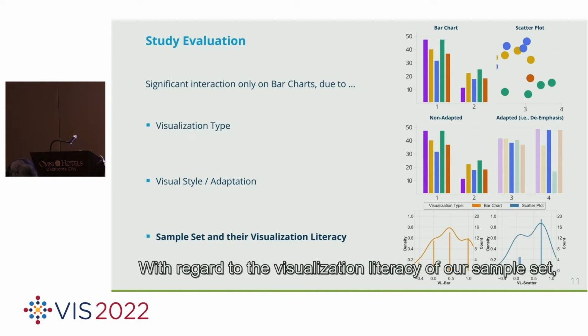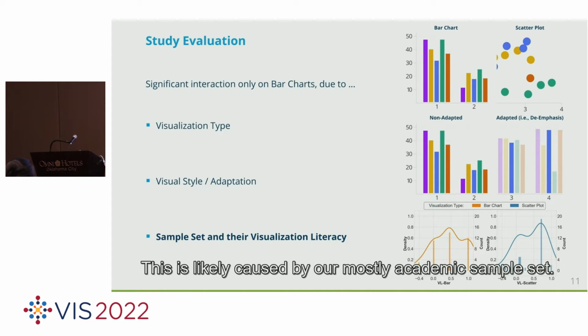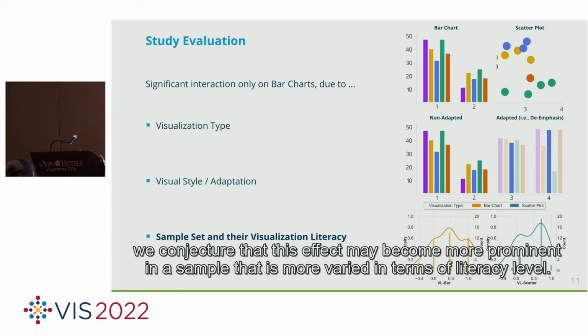With regards to the visualization literacy of our sample set, we can see higher scores and a different distribution of scores compared to the original test of Boy et al. This is likely caused by our mostly academic sample set. However, as we found an effect of the visualization literacy, we conjecture that this effect may become more prominent in a sample that is more varied in terms of literacy level.